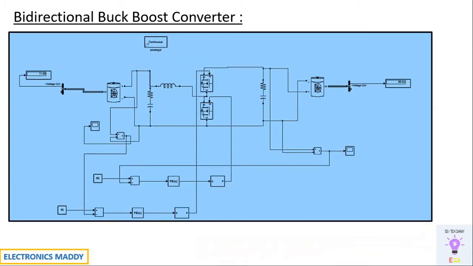Let's get into our topic for today. This is the circuit diagram, basically the MATLAB model of bidirectional buck boost converter. So what are we trying to do with respect to this circuit? We have two batteries over here and over here. This battery is associated with buck mode of operation and this is associated with boost mode of operation.